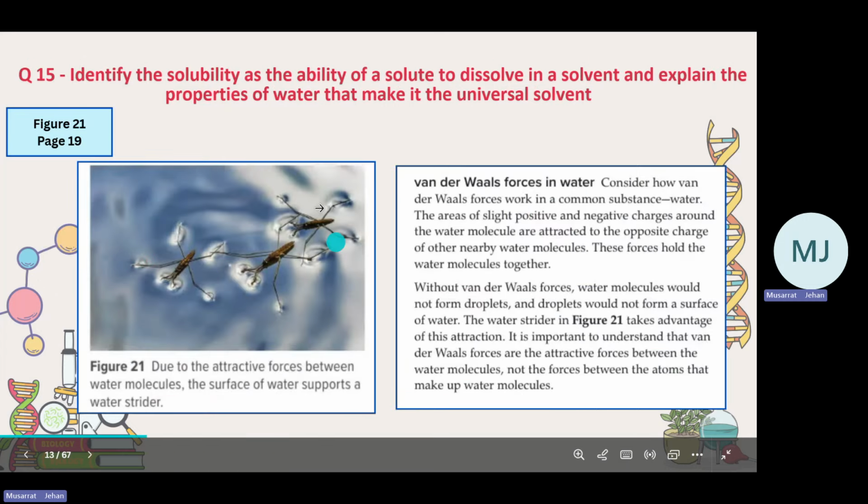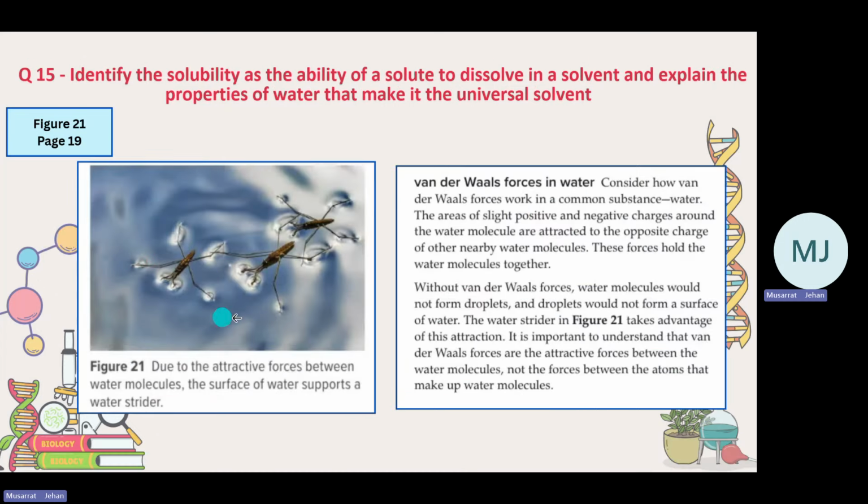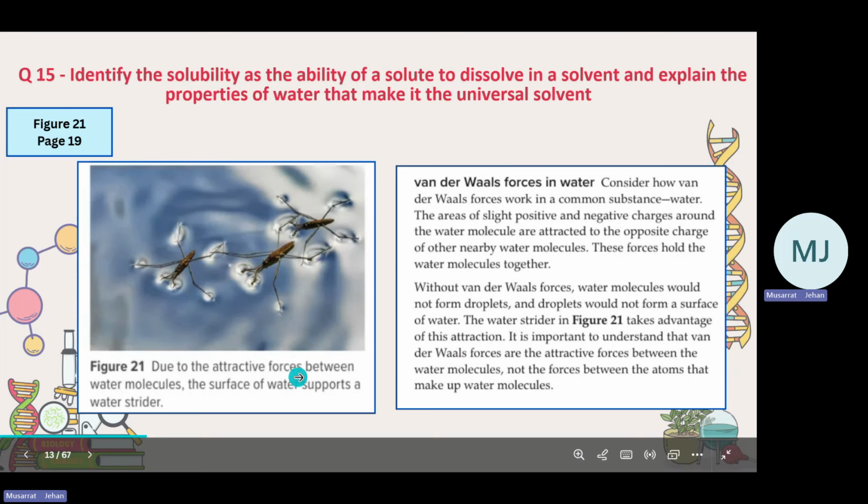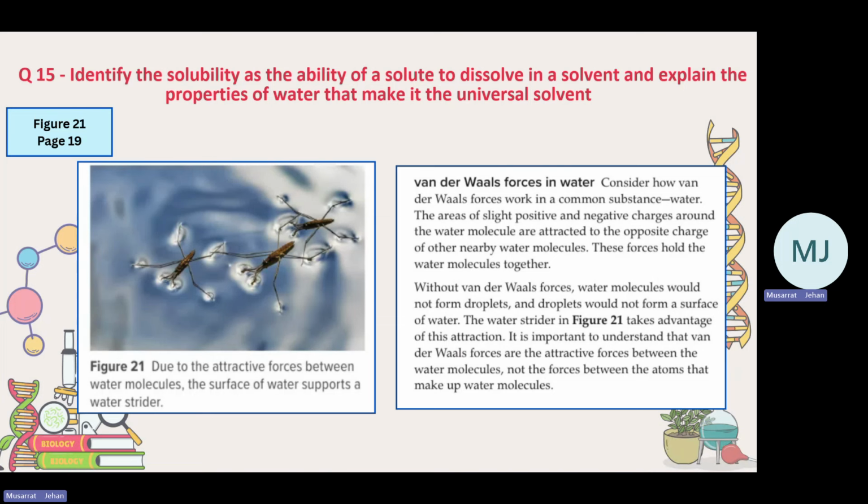Now there is a property of water which helps some insects, like this water strider, to walk on the surface of water. How can it walk on the surface? Because of the attractive forces between water molecules. We just saw that there are hydrogen bonds, attractive forces between water molecules, which help the water strider to walk on the water.